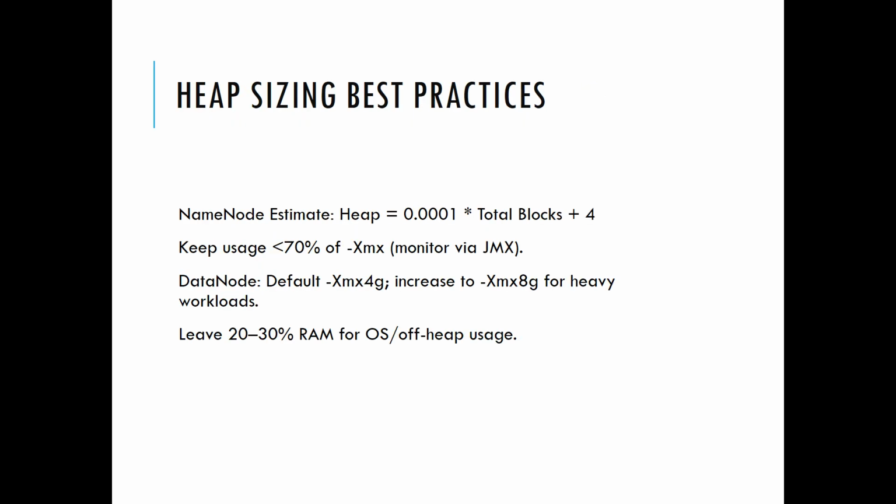Let's talk best practices for heap sizing. For the NameNode, use the simple estimate: heap size equals 0.0001 times the total number of blocks plus 4 GB. Monitor heap usage and keep it under 70% of the maximum defined by Xmx. This gives the JVM breathing room and prevents full garbage collections. For the DataNode, start with 4 GB and go up to 8 GB for high throughput workloads. Always leave 20 to 30% of total RAM to support the operating system and off-heap usage.